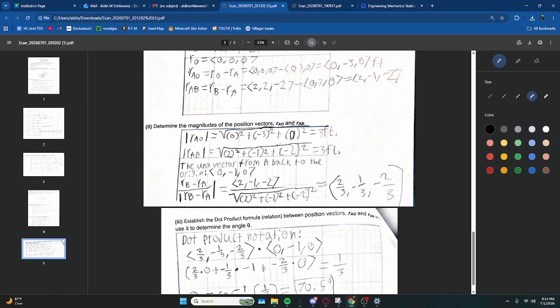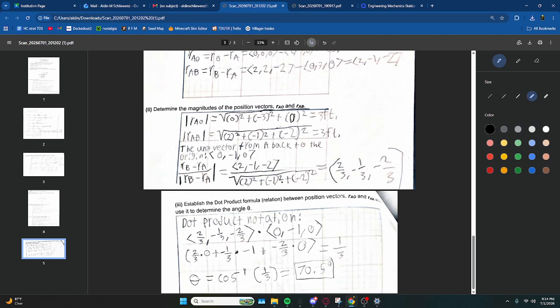equal to 3 feet. I then used the unit vector for A back to the origin, which is 0, negative 1, 0, and the unit vector for RB minus RA over its magnitude, which is equal to 2, negative 1, negative 2 over the square root of 2 squared plus negative 1 squared plus negative 2 squared, which is equal to 2 over 3, negative 1 over 3, and negative 2 over 3.